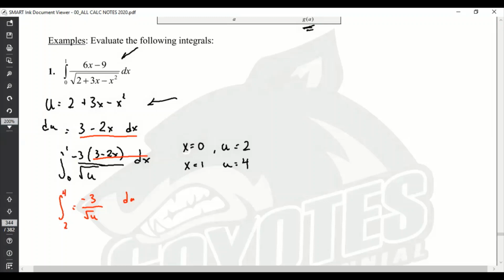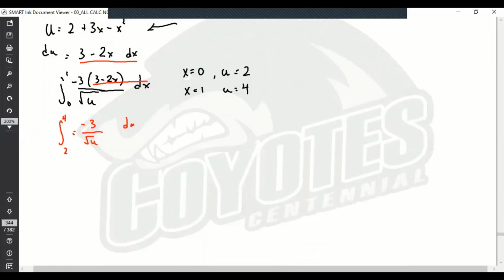Be aware of which corresponds with which limit, because it won't necessarily always be the larger one that ends up being your upper limit. It has to be corresponding. The 1 corresponds to 4, so that ends up being our upper limit, and the 0 corresponds to 2. All right, so this is now ready for us to go ahead and integrate.